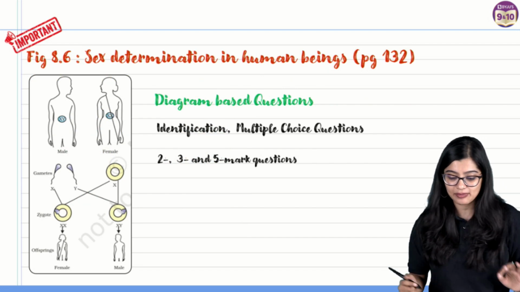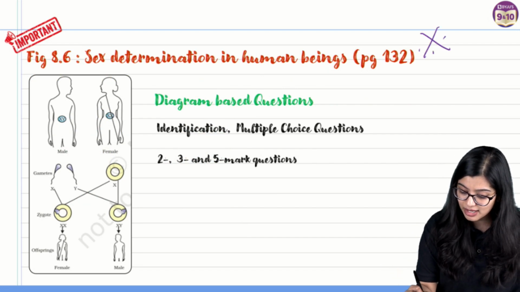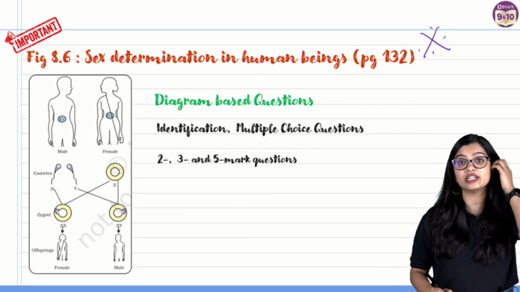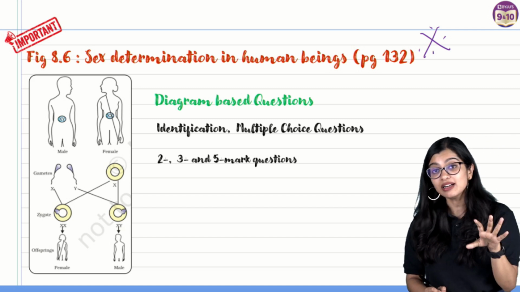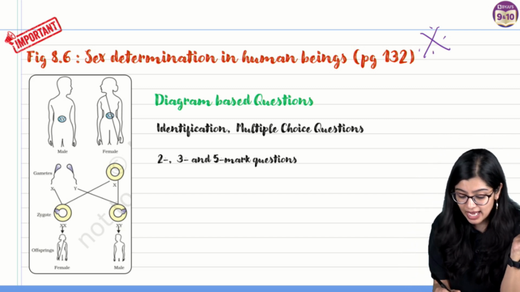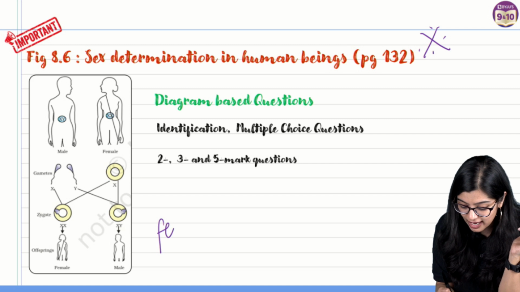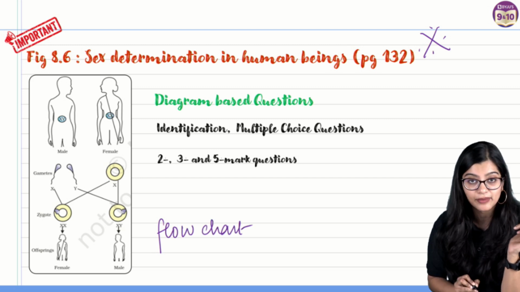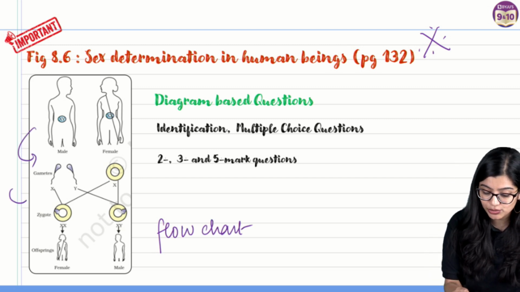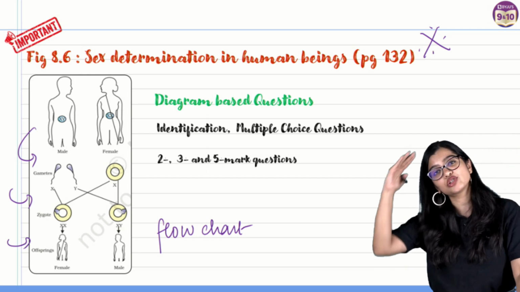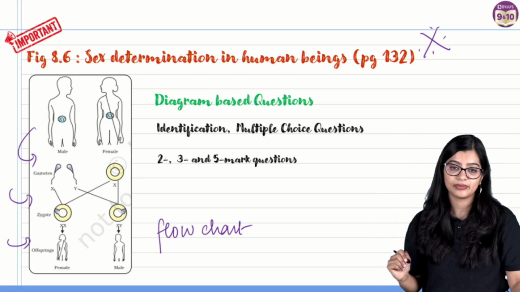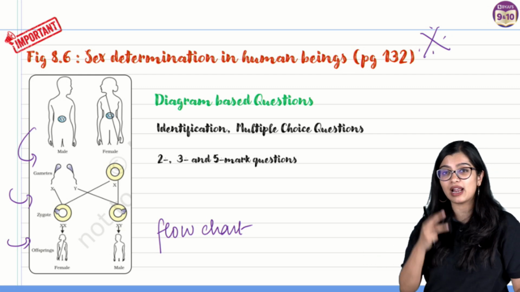Now, last diagram that we have, it's very, very important. That is sex determination in human beings. Now, repeatedly, we've seen that this question has come, and sometimes they may ask you to make this in a flow chart manner. So this right here, what you see, you will have to learn and just make it as a simple flow chart.